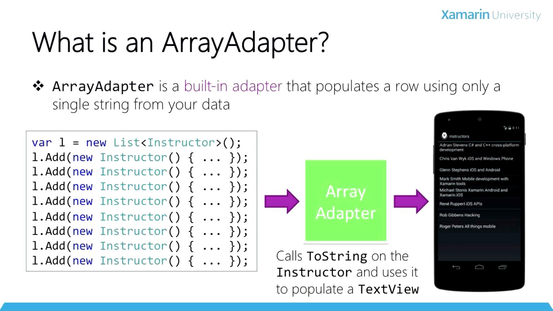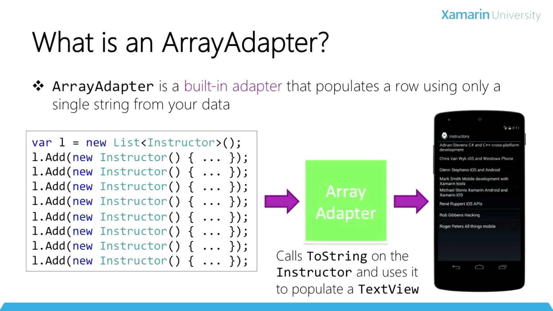Array adapters have a bit of a problem with performance, and the reason for this is that because we're using a built-in class, each of those string objects is going to have to be converted to a java.lang.Object, so each of those objects will become a Java object that needs to be managed and garbage collected on the Android side.